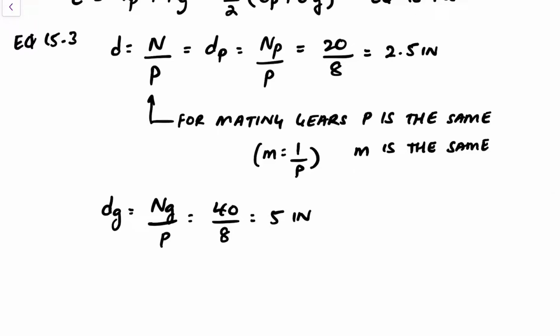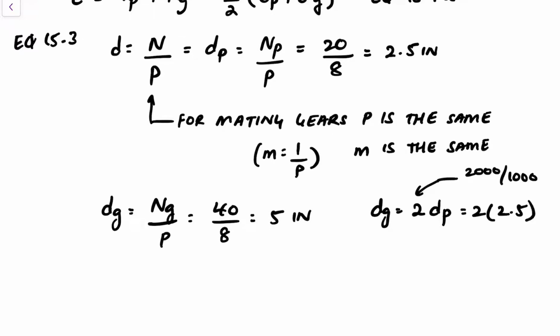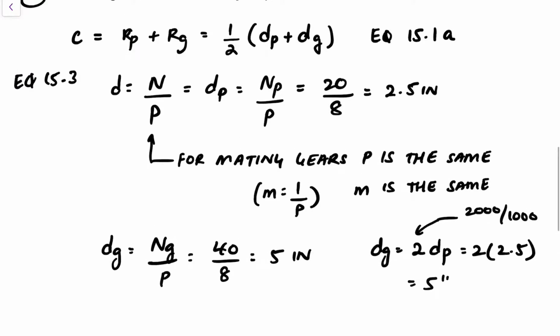And again, like I said, the size of the gear is directly proportional to the speed ratio. So we could also have said that the diameter of the gear is twice the diameter of the pinion. Again, this comes from the 2000 divided by 1000 RPM, which is 2 times 2.5, which is 5 inches. So you could do it however you want. You can use the equation for the first one, and then just by observation, figure out what the diameter of the other gear is if you know the speed ratio.